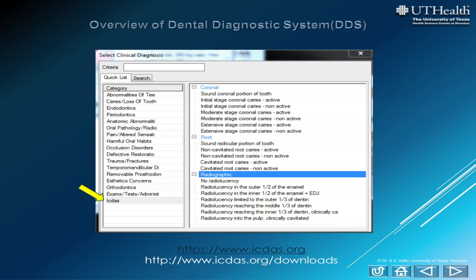Another recent addition to dental diagnostic system is under the category of International Caries Detection and Assessment System, or ICDAS. You may go to ICDAS Foundation website and get insight by clicking on a guide for practitioners and educators and review detail for selection of ICDAS subcategory.